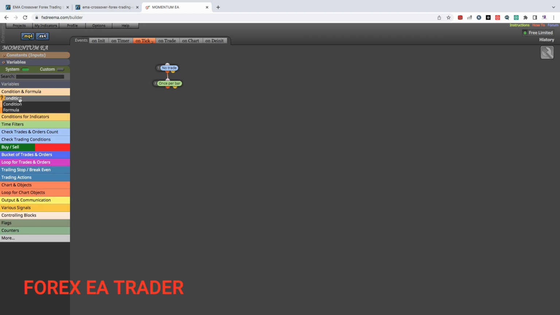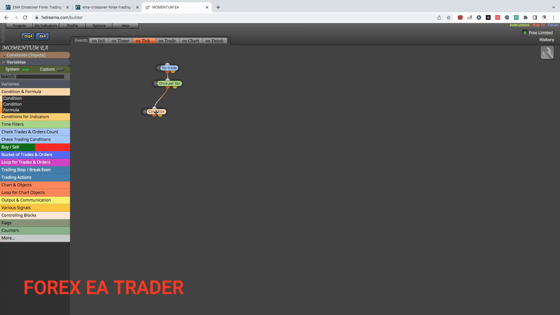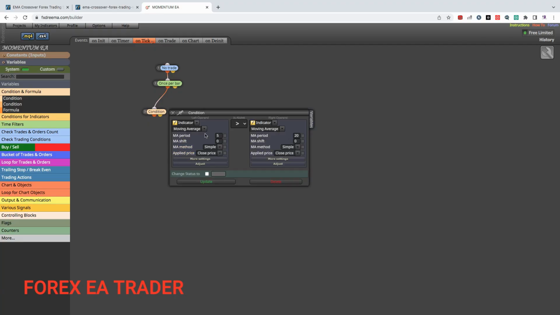So the first condition is for the moving average. This will be for the buy section. This will be for the sell section. So the first condition for a buy, we need EMA 10 to be above EMA 17. So I double click, I go in there, we're on moving average already, and they said moving average 10 needs to cross over. That's cross above moving average 17.